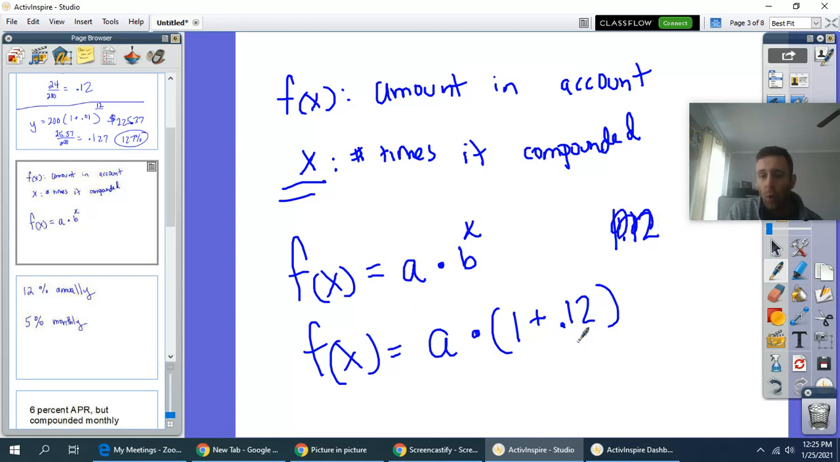Now, in these problems, what you're going to notice is that they're going to talk about the APR, the annual percentage rate, but then they're going to talk about compounding a different amount than the year. And as we talked about, that means that if you have 12% a year, but you're doing it by month, you're not doing 12% every month. That's just the yearly percentage rate. So we would have to take this percentage and divide it by 12 because there's 12 months.